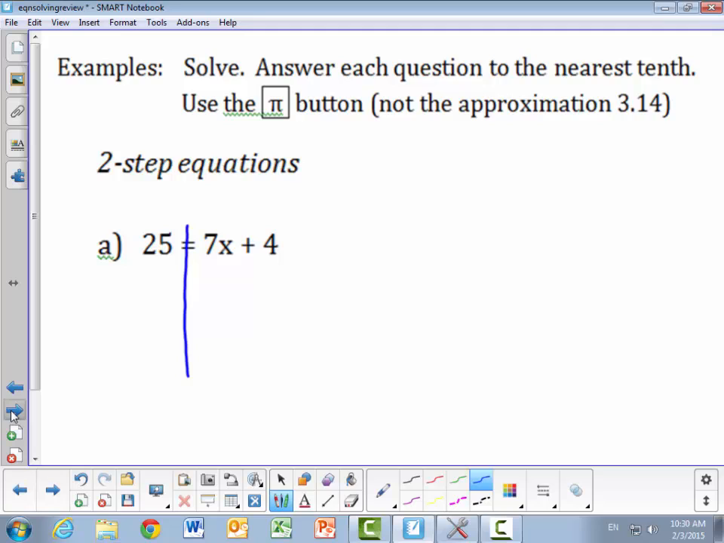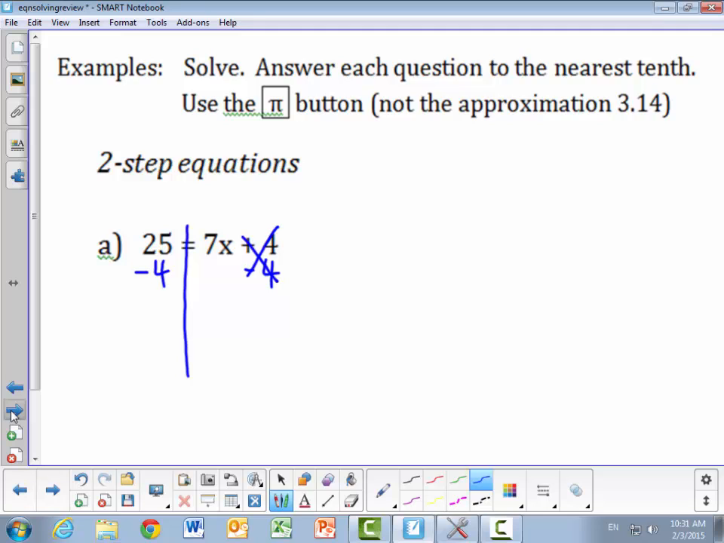We want to deal with the add subtract first, because whenever you're trying to isolate a variable, you want to always think of reverse BEDMAS. So since add and subtract is last in BEDMAS, you want to do it first in equation solving. So I got to think, what's the opposite of adding 4? The opposite of adding 4 is subtracting 4, so I do it to both sides of the equation.